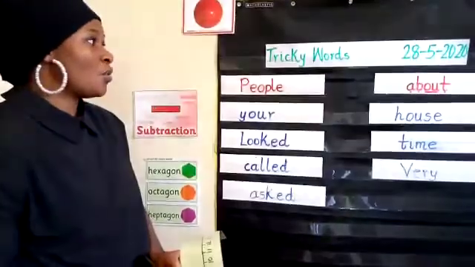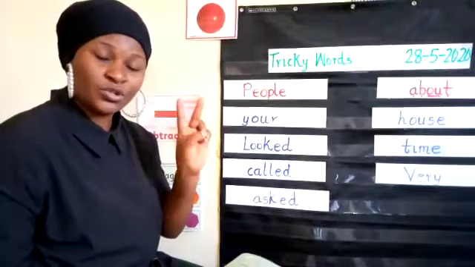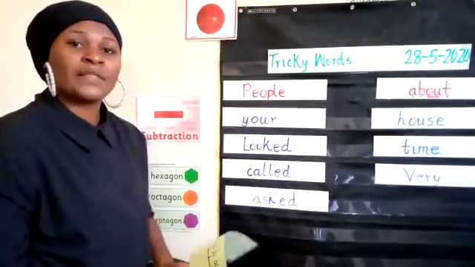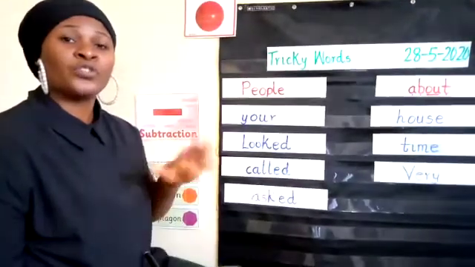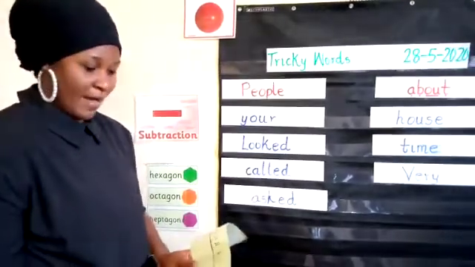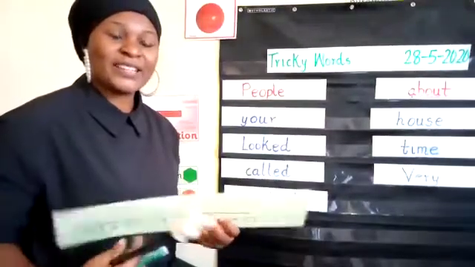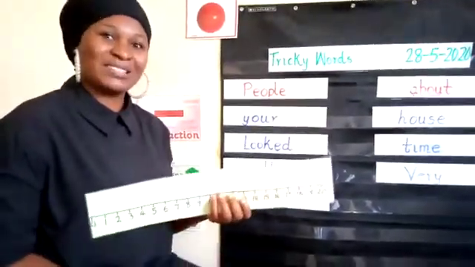So today we're going to learn, I told you we're learning 2 new tricky words, okay? And then we're going to review the old ones that we've been learning. But before I do that, I have my number line. Remember we're learning subtraction, right? Yes, we're learning subtraction using the number line.